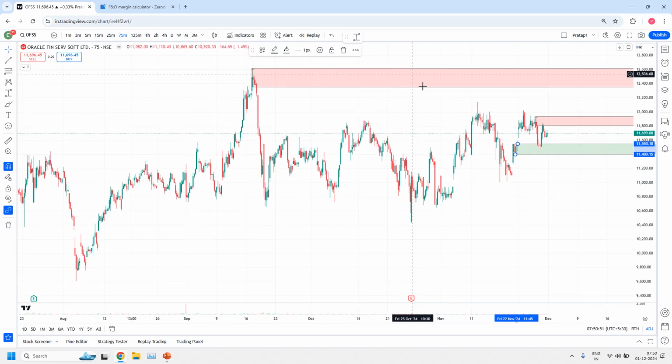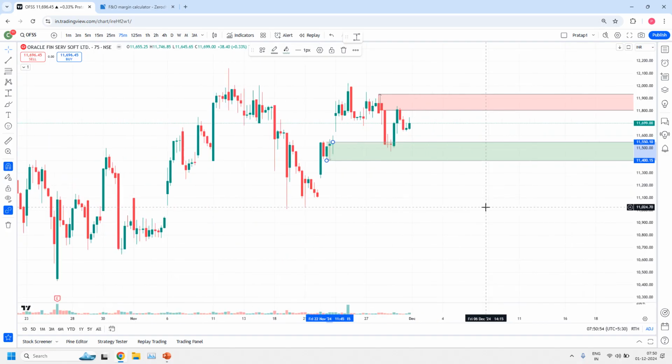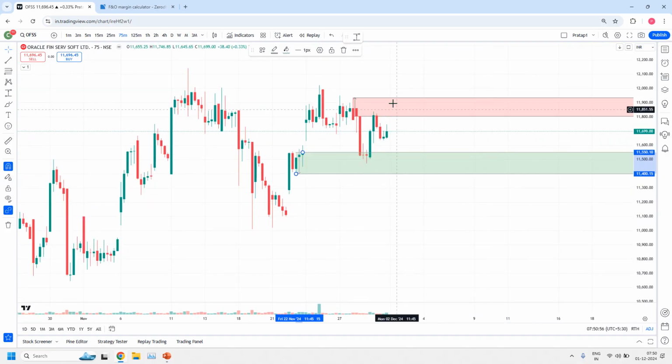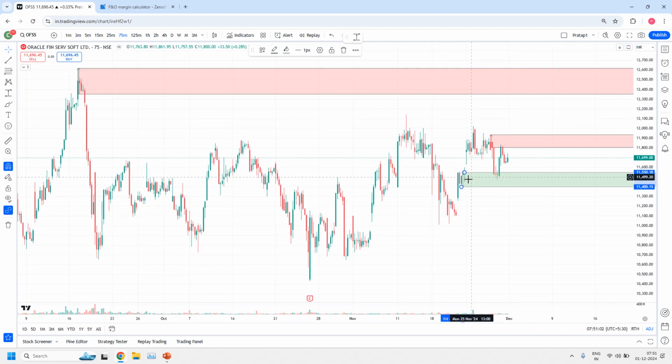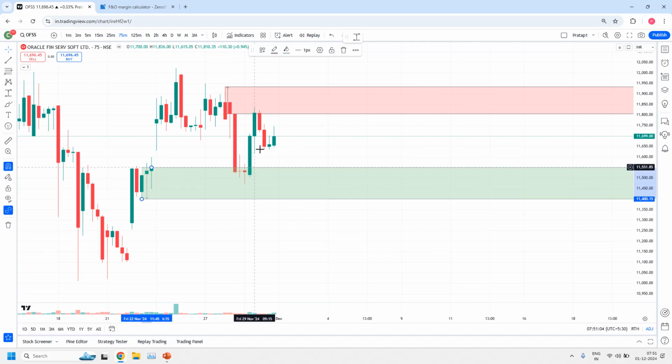At the time, this zone is still valid, our target zone. When a new supply is created, new order flows are here. These order flows may not let the prices go above this zone sometimes. So that's why whatever the profit you get, you have to take and you need to exit.